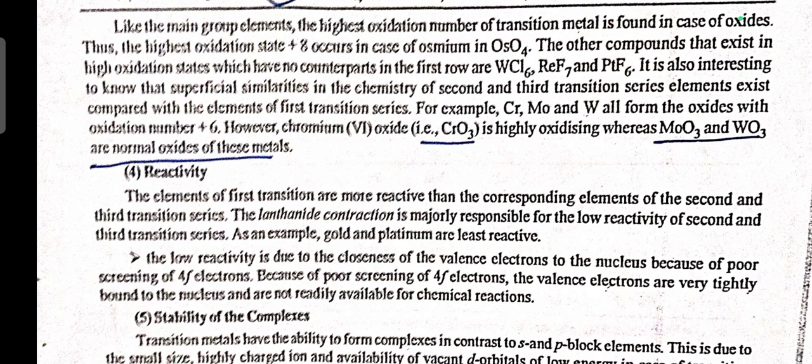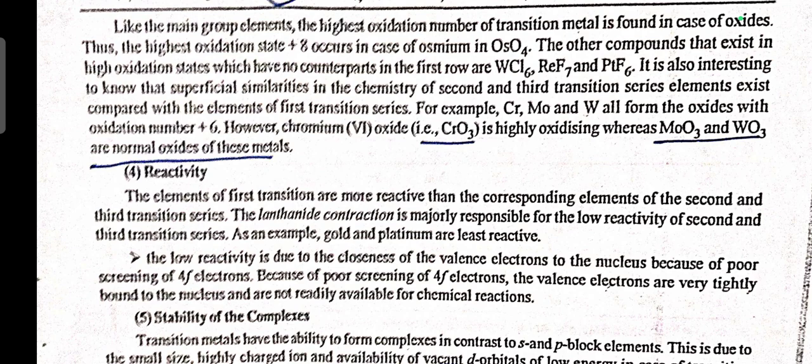Like main group elements, the highest oxidation number of a transition metal is found in the case of oxides. The highest oxidation state, +8, occurs in the case of osmium in OsO4. Other compounds that exist in high oxidation states, which have no counterparts in the first row, are WCl6, ReF7, PtF6. It is also interesting to note that superficial similarities in the chemistry of second and third transition series elements exist compared with the elements of the first transition series.